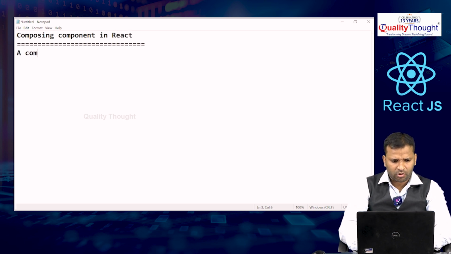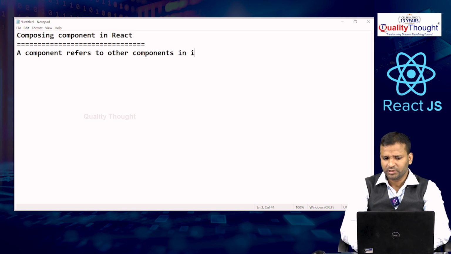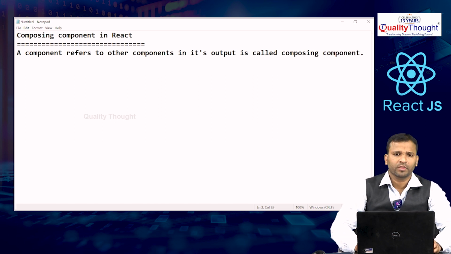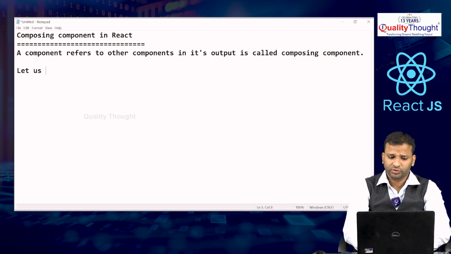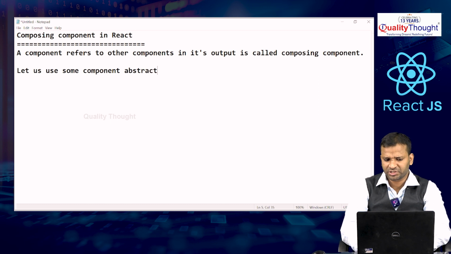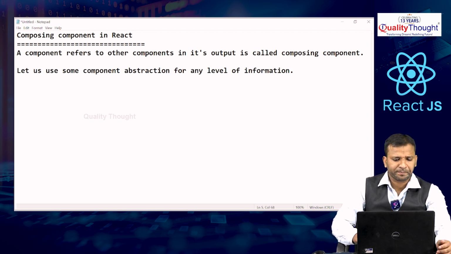Let's say a component that refers to other components in its output is called a composing component. Let us use some component abstraction for any level of information. Now we will do the code, we will write the program.